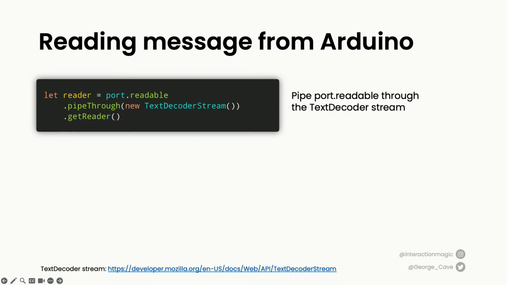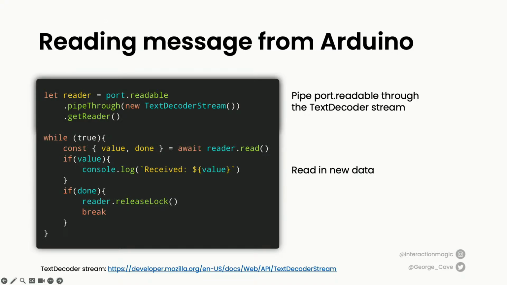So this port that we have has a readable stream, and we can pipe this stream through a text decoder. And that will decode it from the sequence of bytes that the serial comms are sending us into a string that we can make use of. And then when we're ready, we can use reader.read and read in the value that's there.